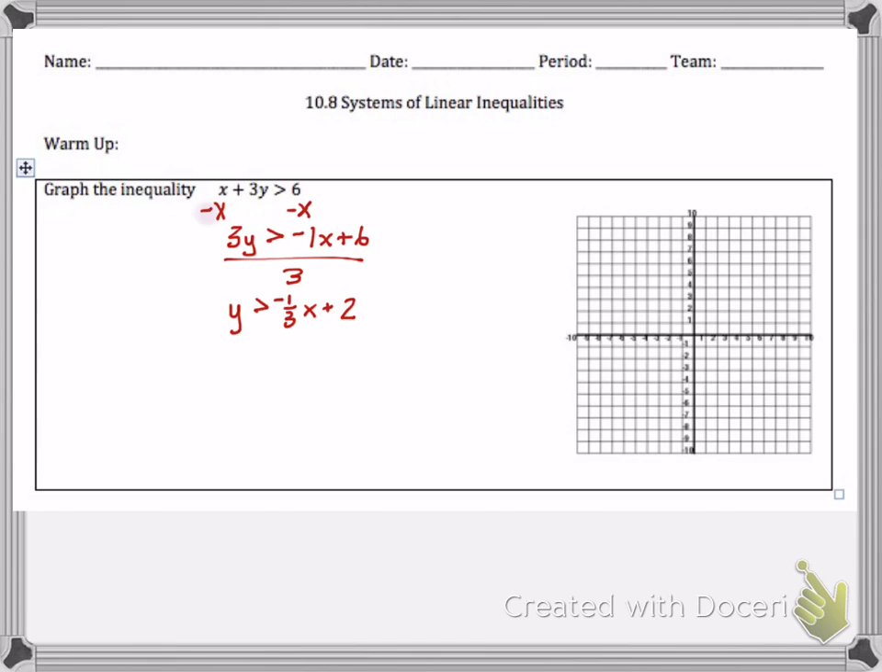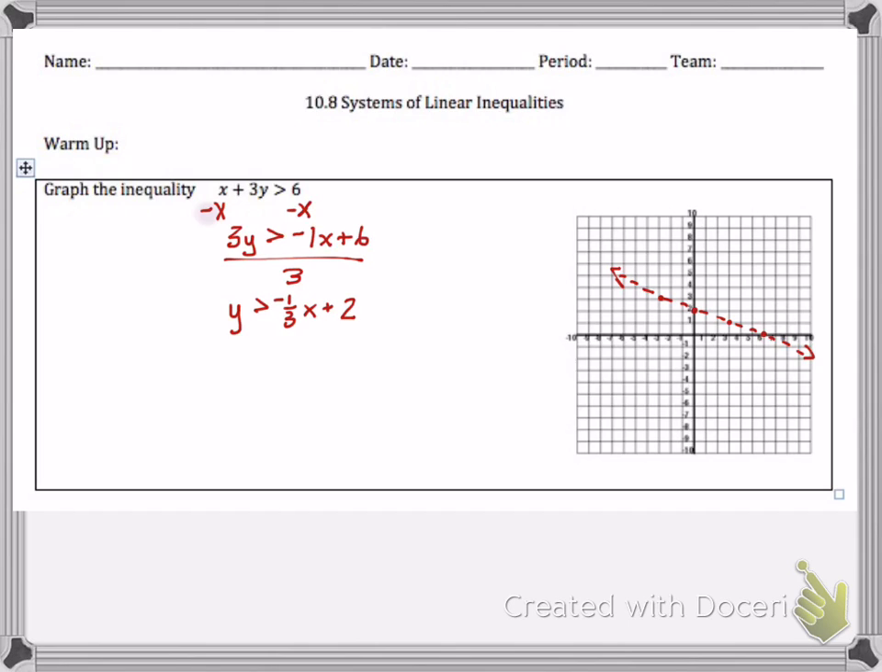And that puts the y-intercept at 0, 2, and our slope being up 1 over 3. So I'm going to put a couple of points there and get a good line. Because it is greater than, that means it should be a dotted line, a little dashed line, since the points on that line will not be included. They're just a boundary.